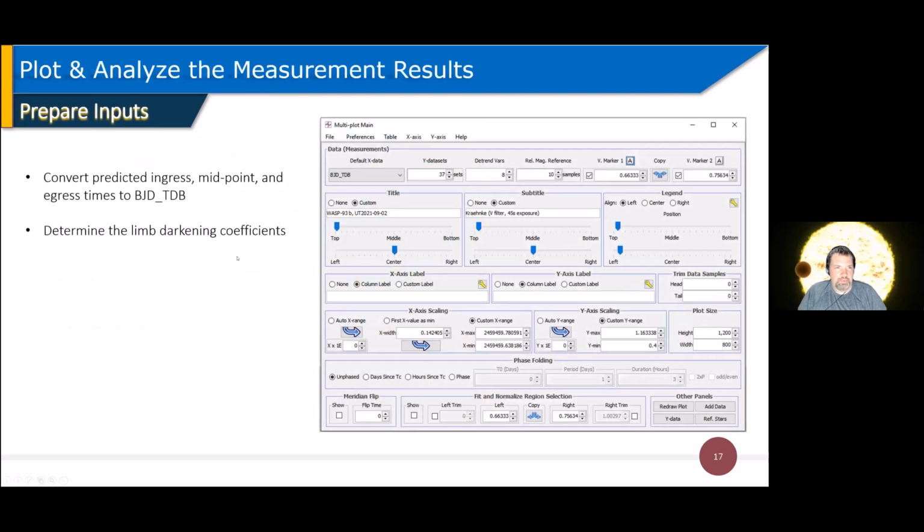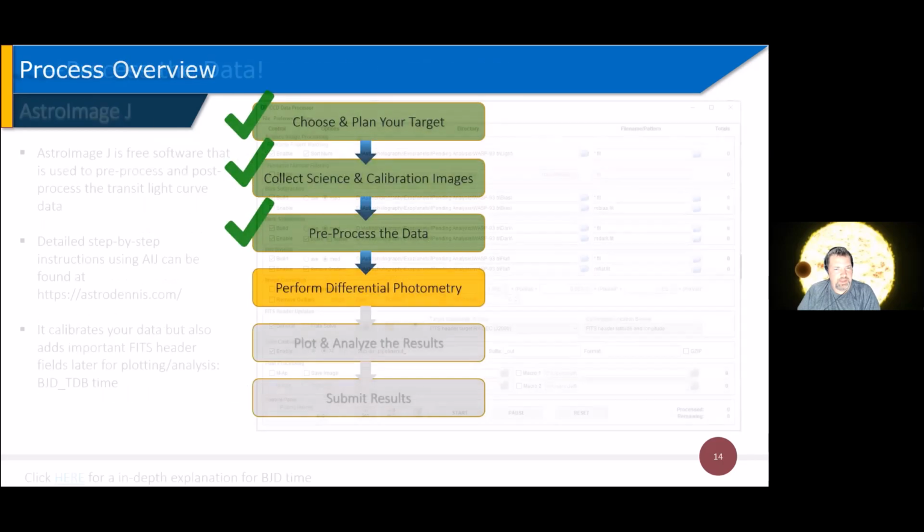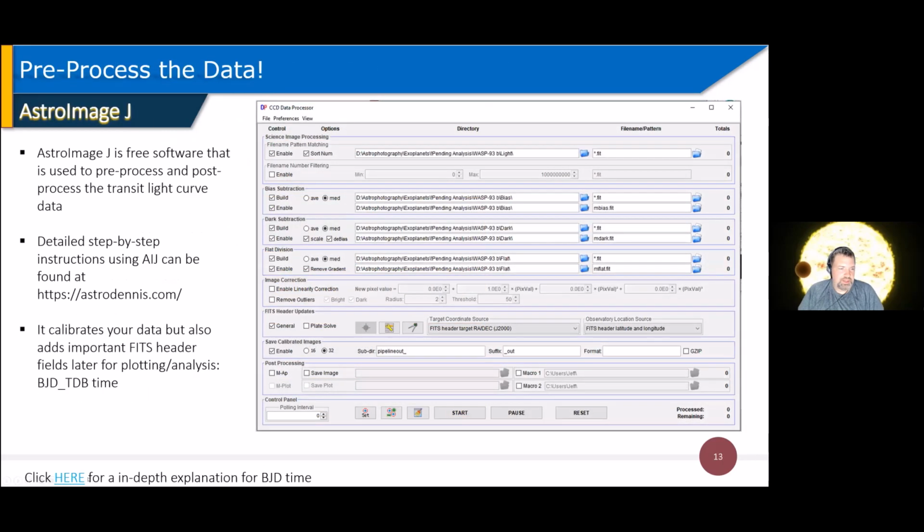So before I get into the demo, one other thing was, now that AstroImage-J has done all the work of performing the calculations, we do have some other inputs that we need before we can do the plotting and analyzing of the results. One I mentioned is this BJD. Oh, hang on, I didn't go through that. I did skip over that. Let me just go back to this, because I know there was a question on it.